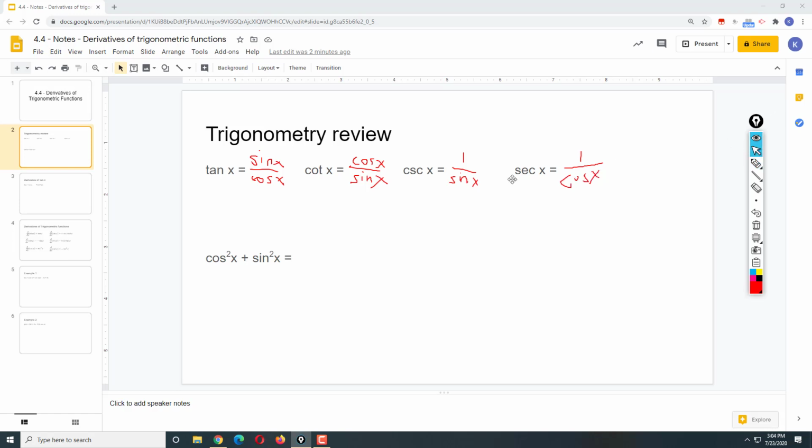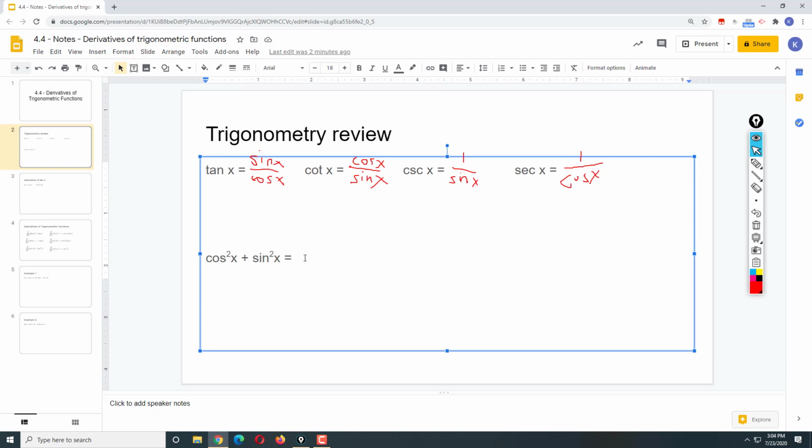There's one more trigonometric identity, something that we know is true from trigonometry. Cosine squared x is the same as cosine x squared. It's just a different way of writing it. And sine squared x is just sine x squared. Again, just a different way of writing it. Now, going back to our trigonometric ratios, cosine x is adjacent over the hypotenuse.